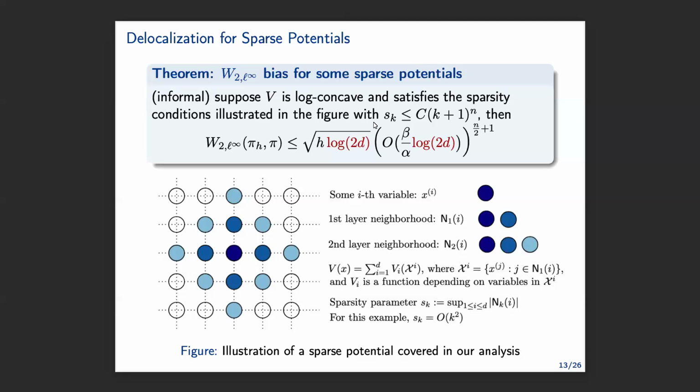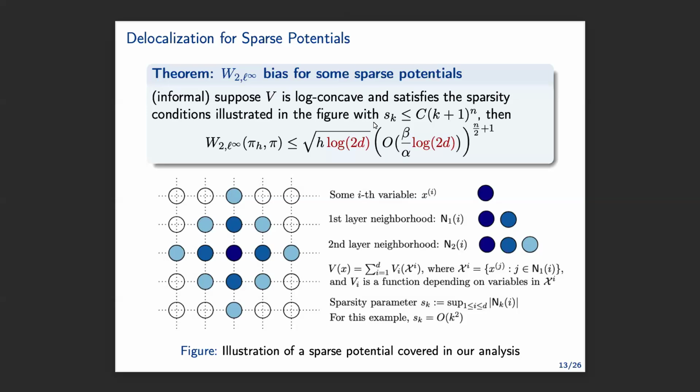So this is the main result in this work. We show the W to L infinity bias for the sparse potential illustrated here. I will explain in detail soon. So if V is such a potential and V is log concave, then we can show the W to L infinity also scales only logarithmically in d. That means that even if d is billions, log d is just a very small amount.